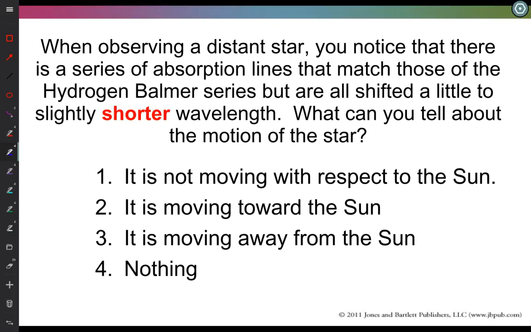All right. Clicker question. It's been open the entire class period. When observing a distant star, you notice that there is a series of absorption lines that match those of the hydrogen Balmer series, but are all shifted slightly to shorter wavelength. What does that tell you about the star?